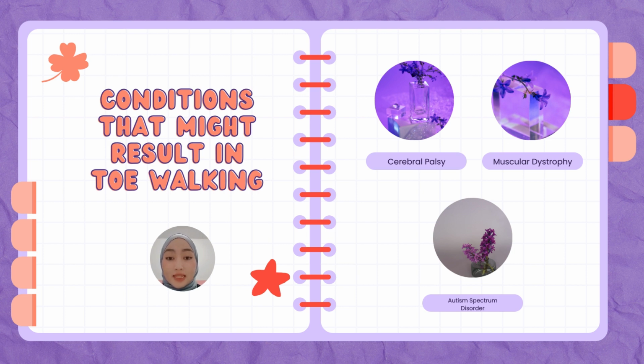Last but not least is autism spectrum disorder. So basically, toe walking has been associated a lot with autism spectrum disorder. This is because most autistic children have vestibular difficulties, and this might lead them to toe walk.